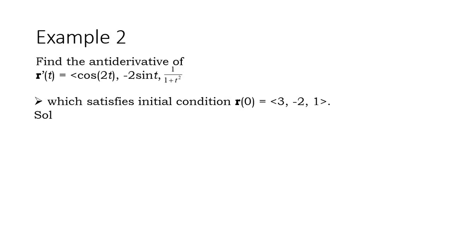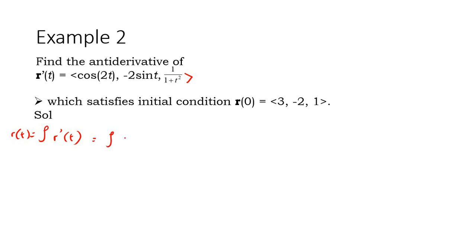Okay, and then example 2: find the antiderivative of R prime(t) equal to cos 2t, minus 2 sin t component J, component K is 1 over 1 plus t squared, which satisfies initial condition R(0) equal to (3, negative 2, 1). We want the antiderivative, so it means we want to find R(t). Once you integrate R prime(t), we will get R(t).